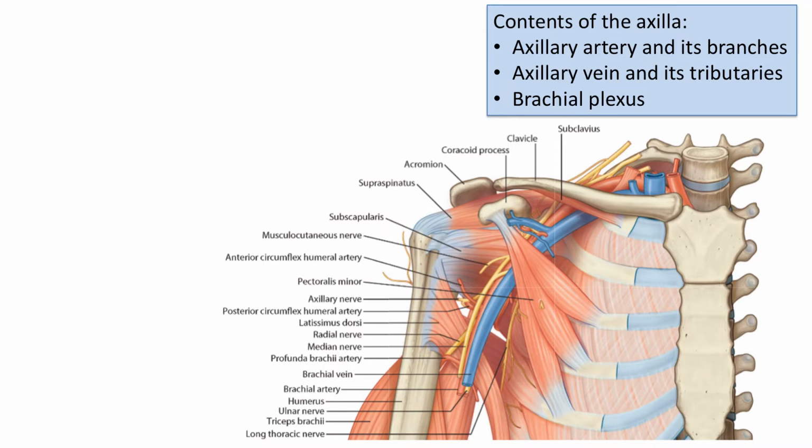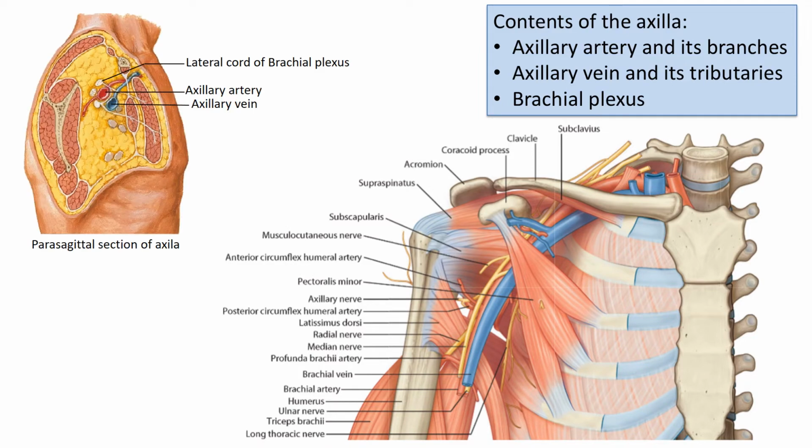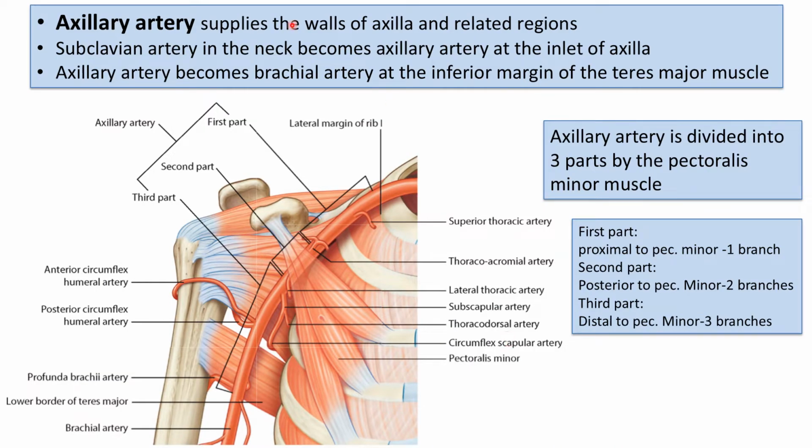Now let's focus on the contents of the axilla. The first content that we'll be talking about is the axillary artery. Here you see this is the first rib. The lateral border of the first rib is the boundary of the axillary inlet. So up to here, this artery is the subclavian artery. Once the subclavian artery crosses the lateral border of the first rib, it changes its name to axillary artery because of its location in the axilla.